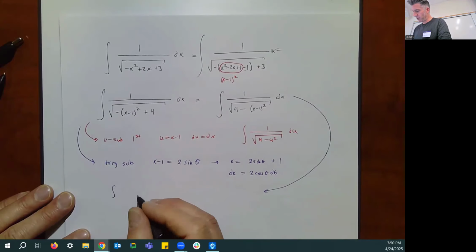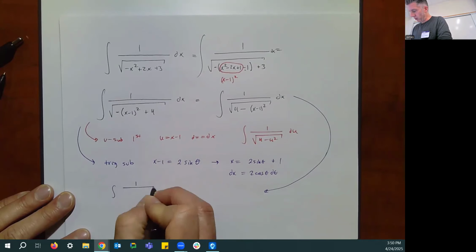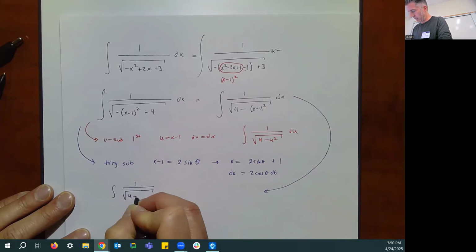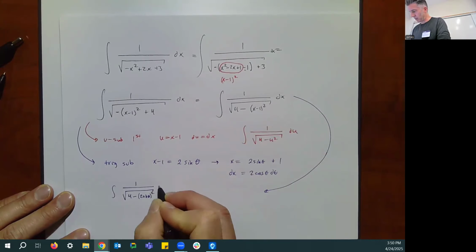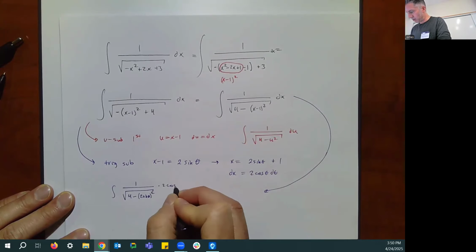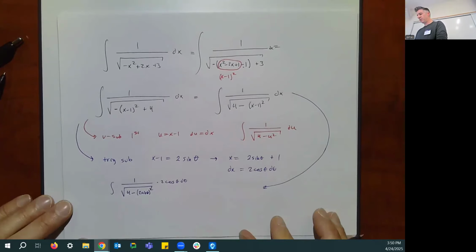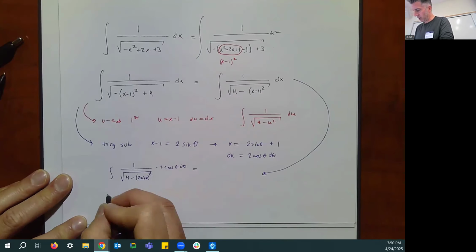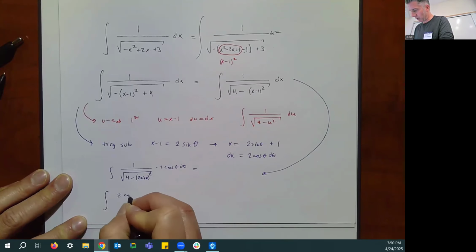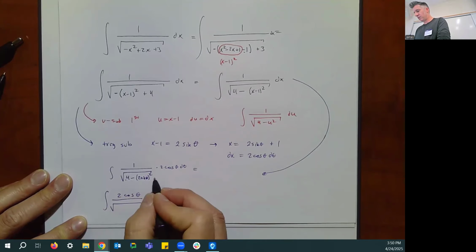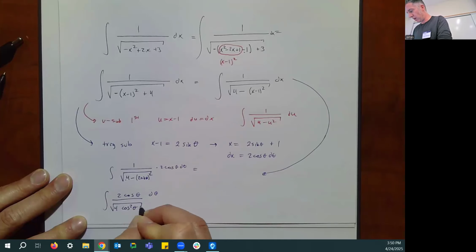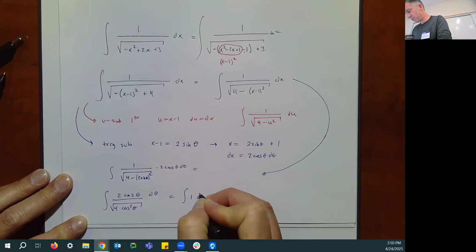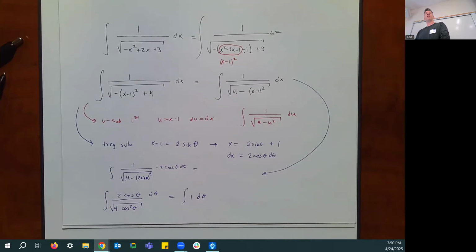the integral of 1 over the square root of 4 minus x minus 1, which is going to be 2 sine theta squared, times my dx, which is 2 cosine theta d theta. Now here's where something kind of fun happens. We're going to end up getting the integral of 2 cosine theta d theta over the square root of 4 minus 4 sine squared, which is really 4 times 1 minus sine squared, which is 4 times cosine squared theta. And everything cancels. We get the integral of 1, which is what?